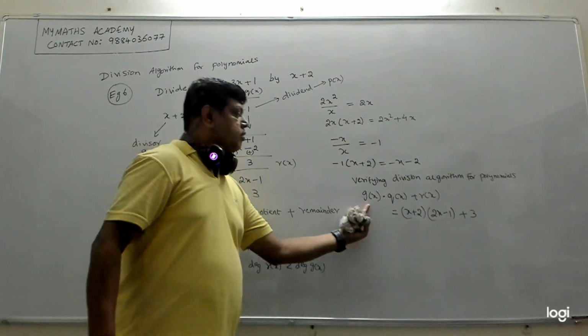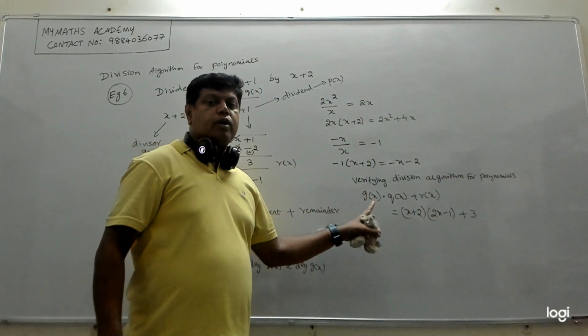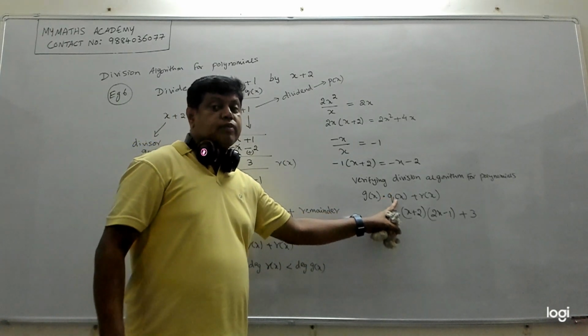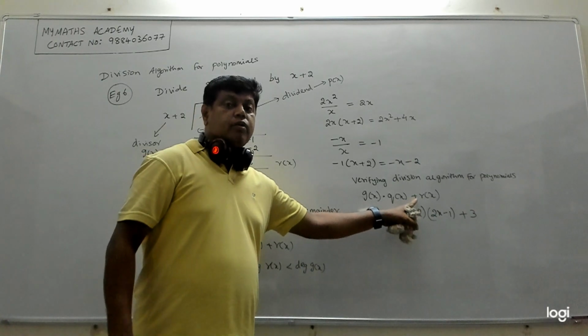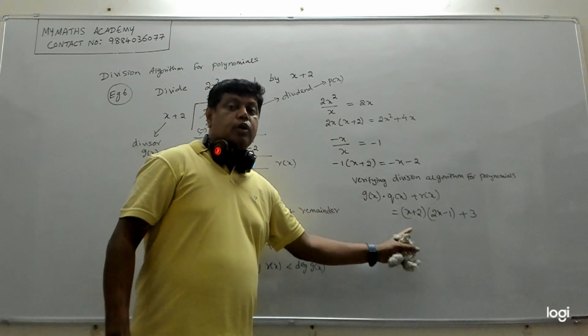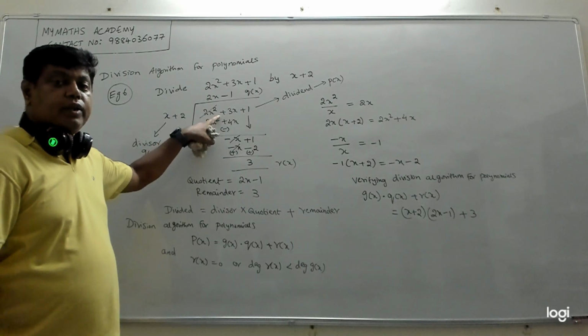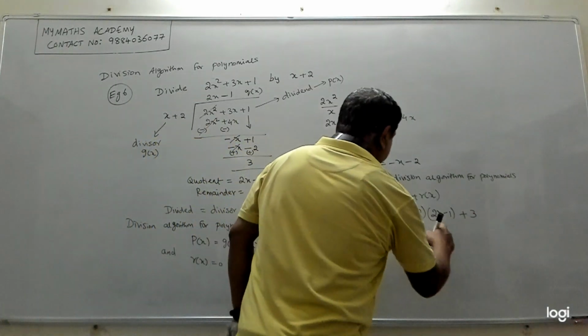If you multiply your g of x, which is the divisor, with q of x, which is the quotient, and then add the remainder, you will get the dividend polynomial. So when you multiply this, what do we get?